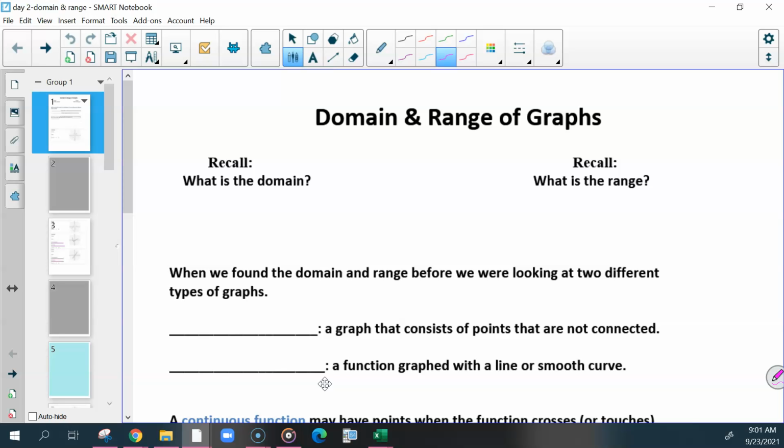Before we talked about the domain and range. What is the domain? This first set of numbers, the x values. So I'm just going to shorten that and put all the x values. Then the range would be all the y values. So keep that in mind. Anytime we're looking for domain, we're looking for all of the x's. Anytime we're looking for range, we're looking for all of the y's.